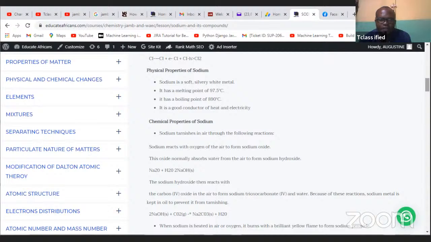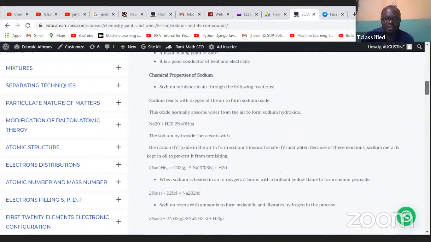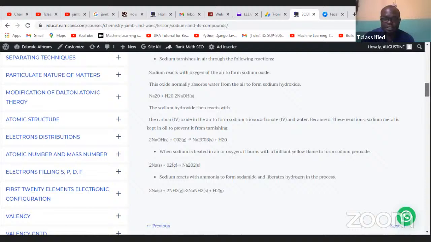So why do you keep sodium metal in oil? Because you don't want it to tarnish, because it can easily oxidize. Now, when sodium is heated in air or oxygen, it burns with a brilliant yellow flame to form sodium peroxide. So sodium tarnishes in air because it is very reactive with oxygen.